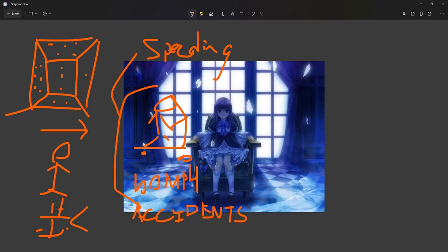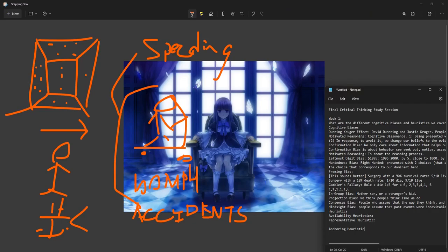Now, how do we counter biases and heuristics? Because these all seem, you know, pretty strong. Oh, I almost forgot. We have anchoring heuristics. In a sense, before making a decision, people will rely on the first piece of information. People will rely on the first piece of information, and they will treat it as though that piece of information has an effect on the rest of the information they have, regardless of how relevant that piece of information is.